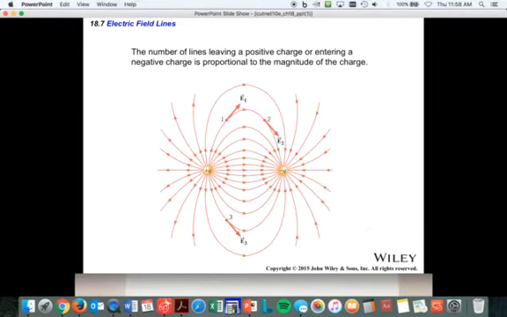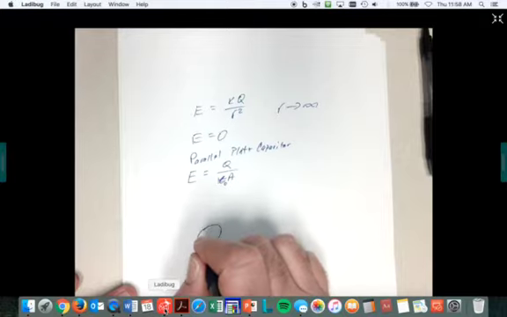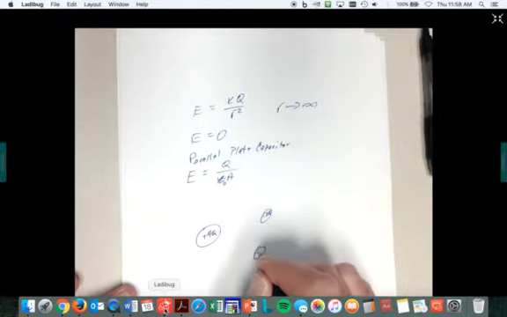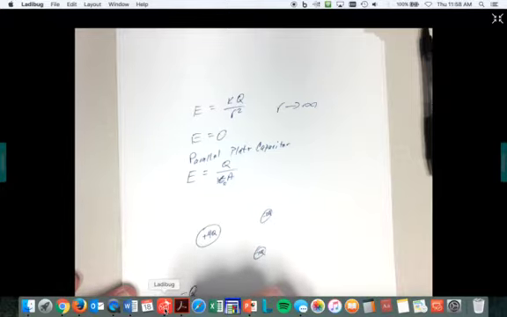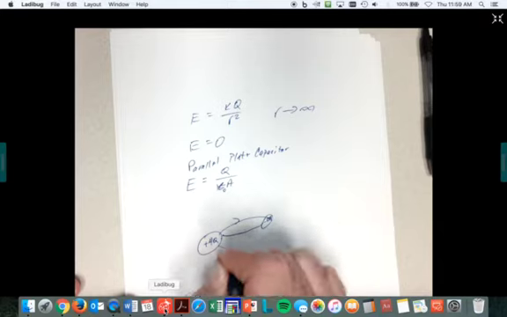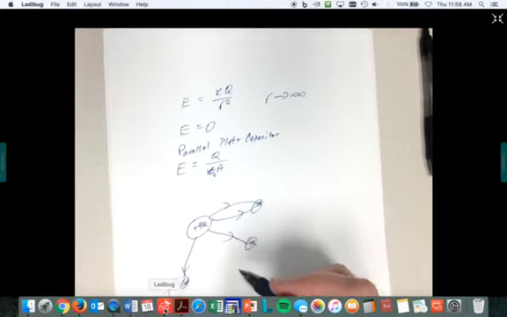The number of field lines leaving a positive charge or entering a negative charge is proportional to the magnitude of the charge. This is a positive Q and a negative Q, so they have the same number. What does that mean? I'll show you real quick. If I have a positive 4Q here, a negative 2Q here, a negative 1Q here, and a negative 1Q here, then it'll look like this. Notice there are 4 coming out of here, 1 going into this one, and 2 going into that one. So that's the way it works.